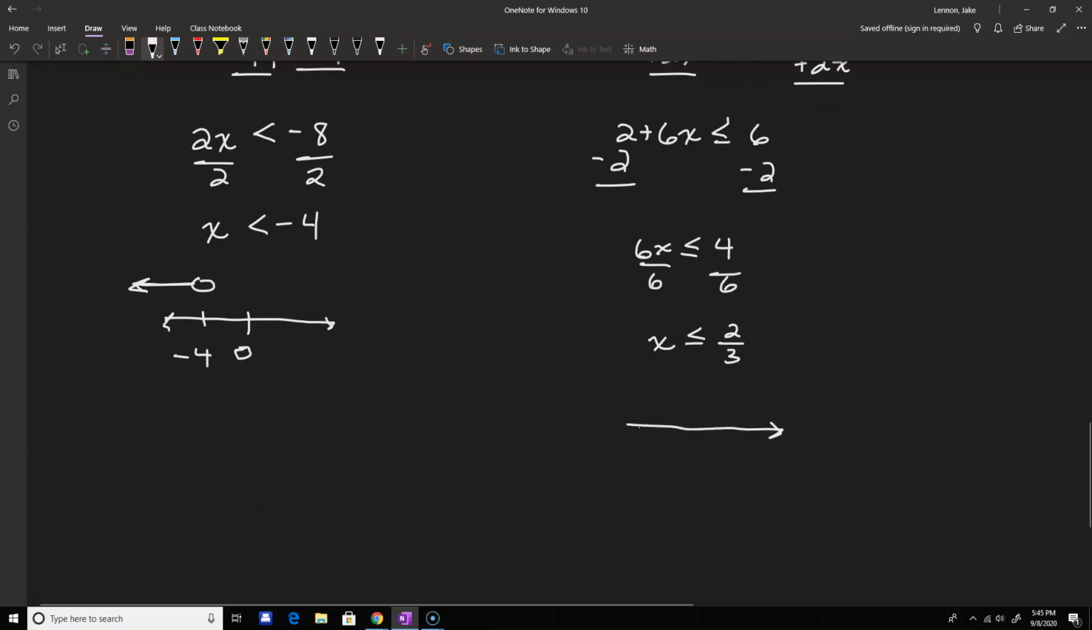So shading that, we're going to end up with 0 here, 2/3 somewhere to the right of it, and then we're going to have a shaded dot, and bigger numbers are to the right. Sorry, we're less than or equal to 2/3, so we want to be shading to the left. So smaller numbers are to the left. The values that are part of the solution set are numbers that make sense for x, so the numbers less than 2/3 would be to the left.